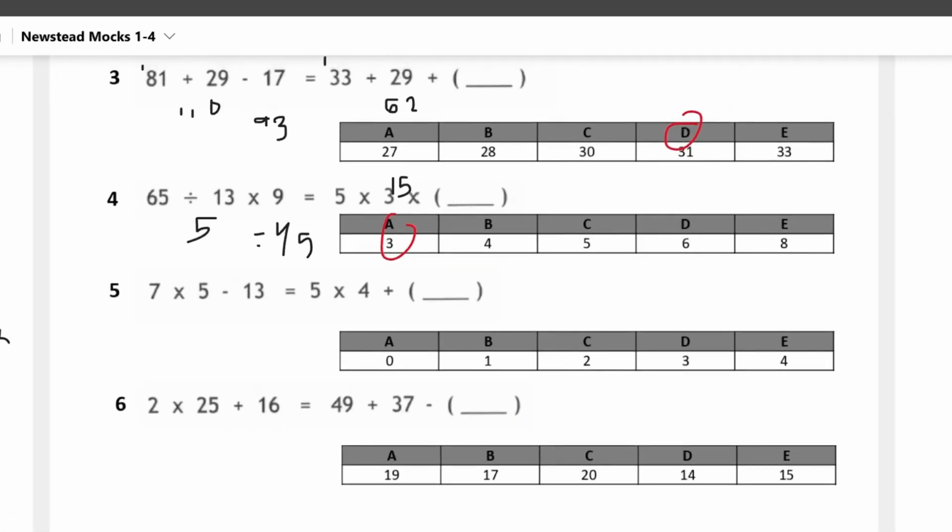Next up, we have question 5, which is 35 minus 13 is going to be 22. Therefore, we have add 2. That's 5 times 4 is 20. Add 2 is going to be C. Then we have 50 plus 16 is going to equal 66. 49 plus 7, that's going to be 76 minus... we're going to have 86 minus 20, which is going to be C.